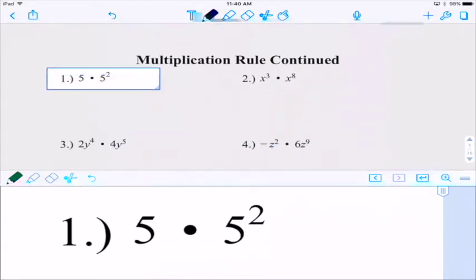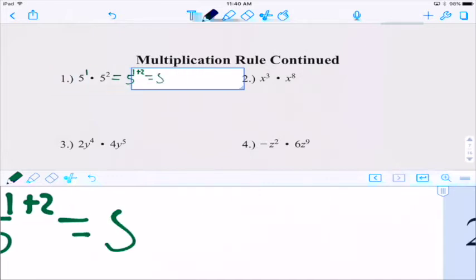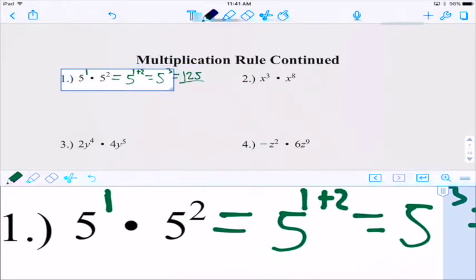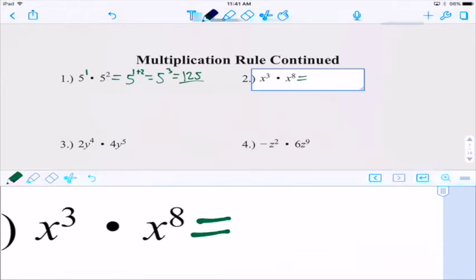What this means is 5. There's no exponent on it. It's really 5 to the first. If we multiply these together by the rule, we get the same base of 5. We get 5 to the 1 plus 2, which is 5 to the third. Well, that's 5 times 5 times 5, which is 125. If you can work it out as far as you can, so if you have number bases, then you should go all the way with it. If you don't, like in this one, then we need to leave it go as far as we can.